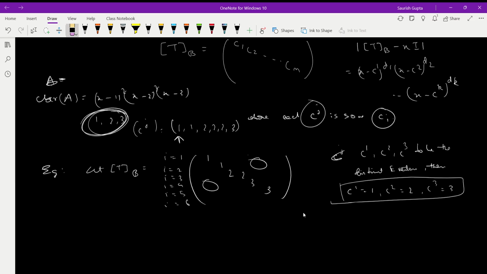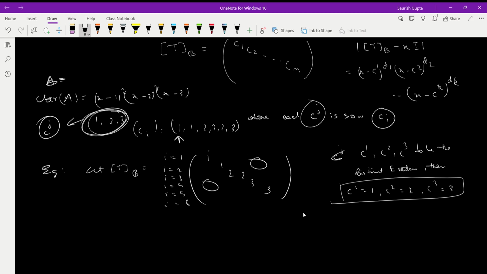So there was a slight exchange in the notation. This was the representation of Ci's, and this was the representation of Cj's. So Cj's are the collection of the distinct eigenvalues. So 1, 2, and 3 are the distinct eigenvalues. C with upper index j are the distinct eigenvalues, while C with lower index i represent every eigenvalue with respect to their multiplicities. Okay?